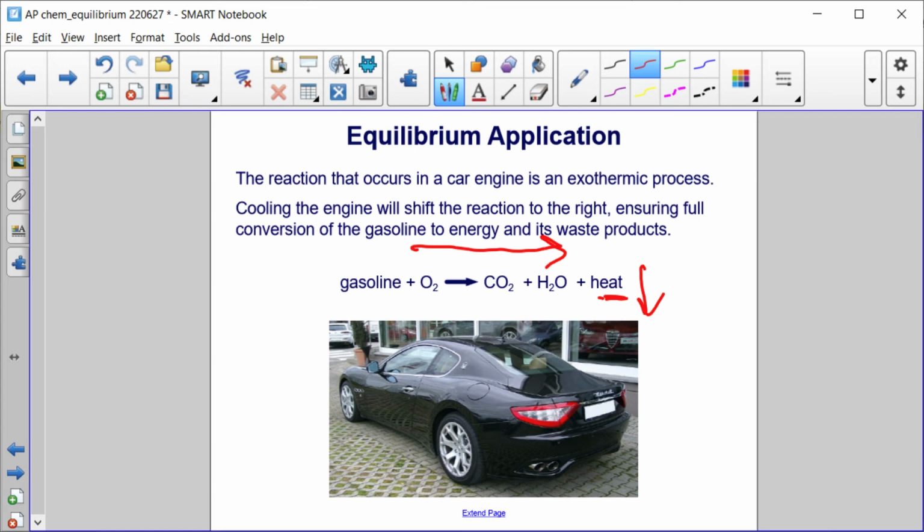So cooling the engine will shift the reaction to the right, ensuring full conversion of the gasoline to energy and its waste products. So the goal here, we want to make sure we use up all the gasoline, right? We don't want any waste. So we cool the engine to continue the combustion of that gasoline in the forward reaction.